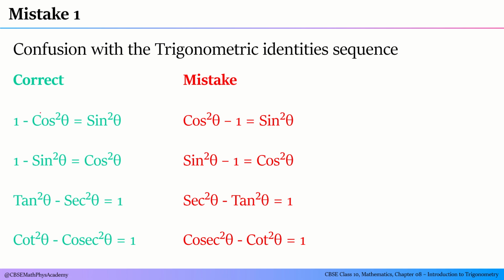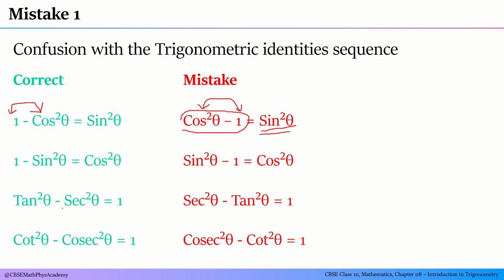Here the cos and the minus 1 positions are interchanged, if you can see. So this is not the same as sine square. Cos square theta minus 1 is not sine square theta. In a hurry, you should not substitute this value as sine square theta. Ideally, this value should be minus sine square theta.